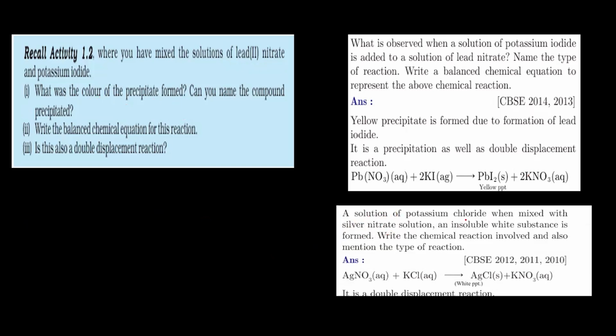Another question you can see here. A solution of potassium chloride mixed with AgNO3, silver nitrate, you will get an insoluble white substance. Write the chemical equation, mention the type. So AgNO3, KCl. Just interchange, you will be getting AgCl and KNO3. Then AgCl will be that white precipitate. What type of reaction? Exchange of ions takes place. So this is a double displacement reaction.